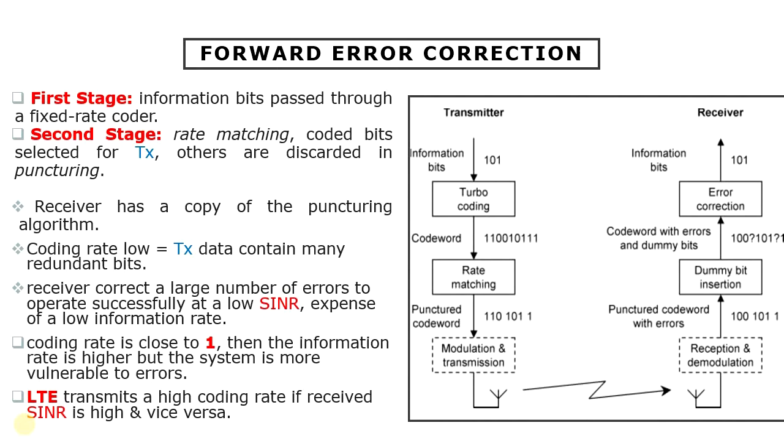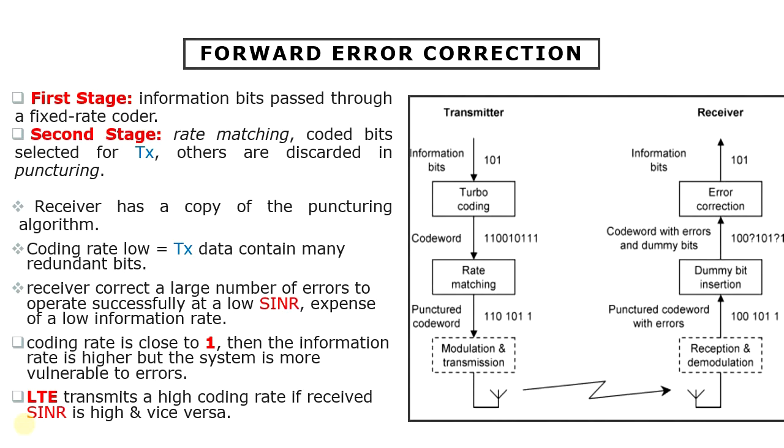In the second stage, called rate matching, some of the coded bits are selected for transmission, while the others are discarded in a process known as puncturing. The receiver has a copy of the puncturing algorithm, so it can insert dummy bits at the points where information was discarded. It can then pass the results through a turbo decoder for error correction.